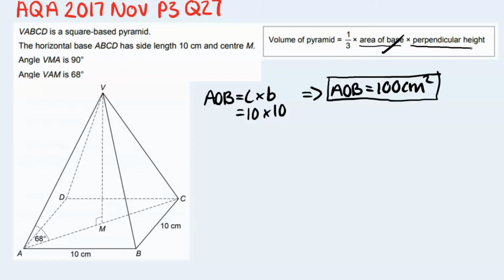Now the hard part of this question is finding the perpendicular height. If we look at this diagram, the perpendicular height is from point V down to point M. Okay, so we'll call that height, so you can see that more clearly. So how do we figure that out?